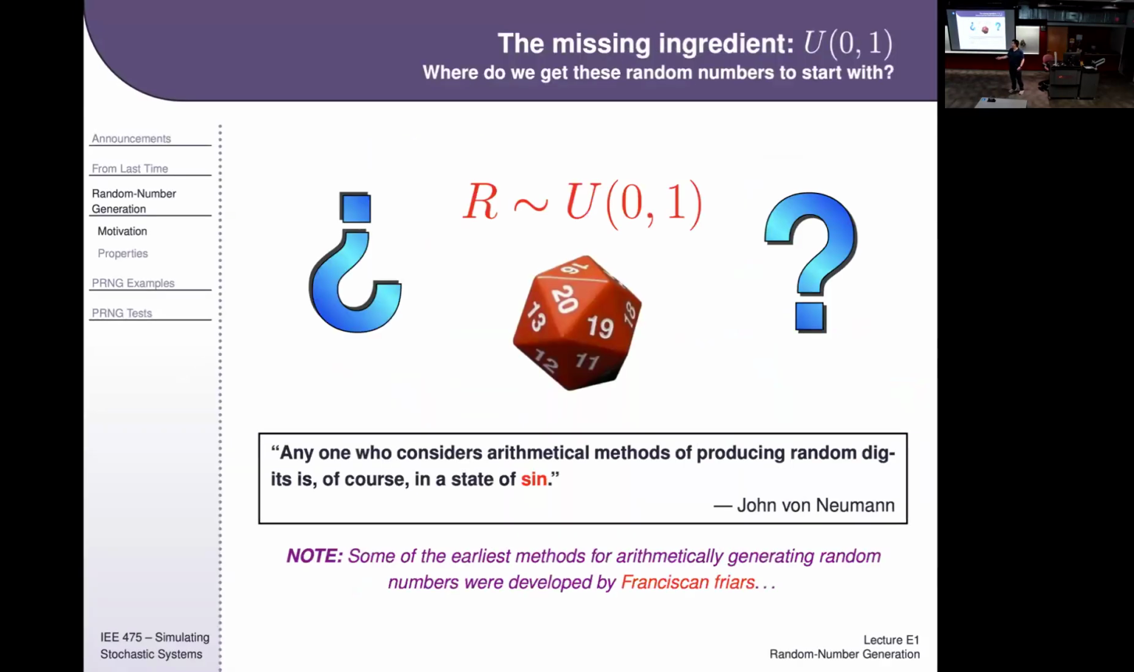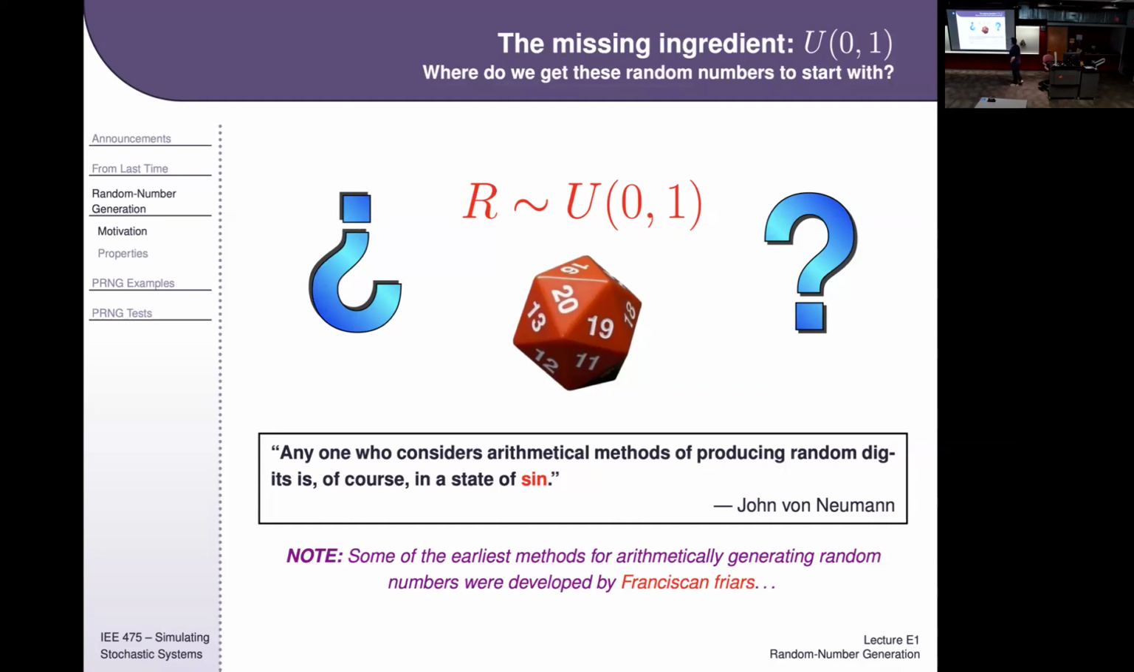But how do you get the uniformly distributed random numbers? I'm going to use the term random number: a random number is something that comes from the uniform from 0 to 1. A random variate is a random draw from any other distribution, or any distribution generically. So how do we get random numbers?